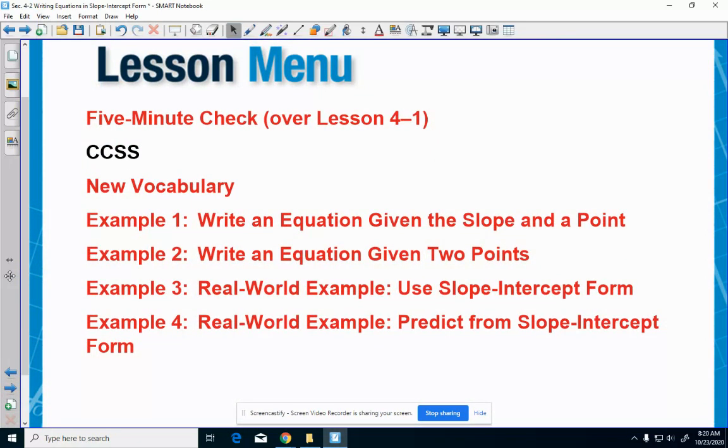We are going to look at this idea in two different ways. What if I give you the slope? What if I don't give you the slope? What else do you need in order to be able to write the equation?